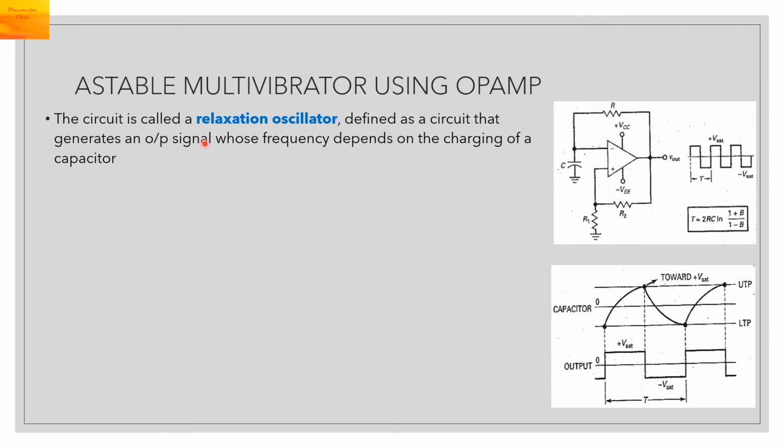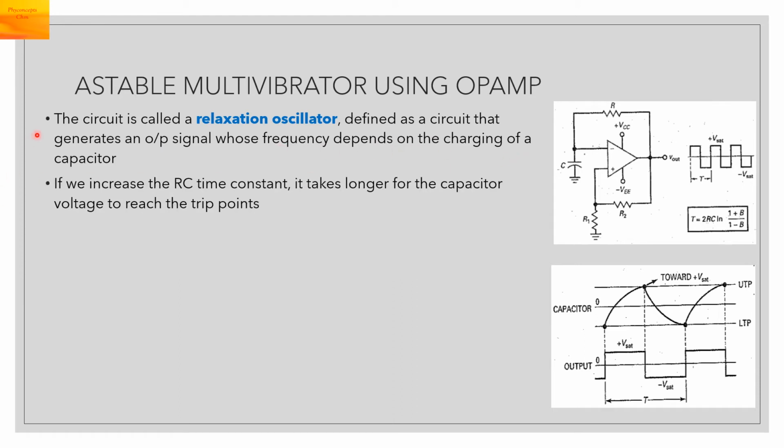Now this circuit is called a relaxation oscillator because it generates an output signal whose frequency depends on the charging of the capacitor. If we increase the RC time constant, it will take longer for the capacitor voltage to reach the trip points. Therefore, the frequency is lower because the time periods become large. So, the frequency decreases.